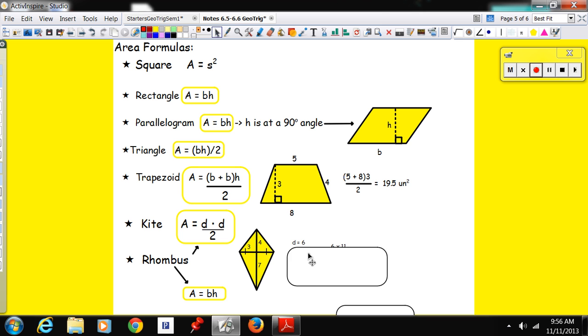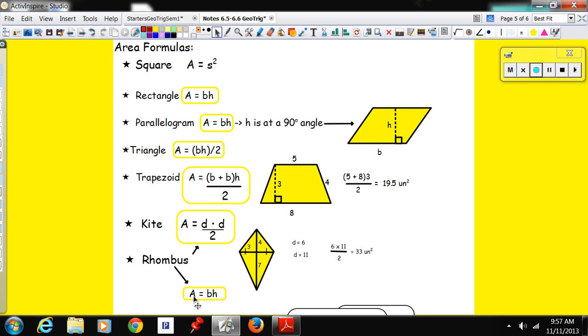got 3 and 3 together. Diagonal 2 is 11 because you got a 4 and a 7 together. So I'm going to take 6 times 11, the diagonal 1 times diagonal 2, and then cut it in half. I get 33 would be my area for that kite.